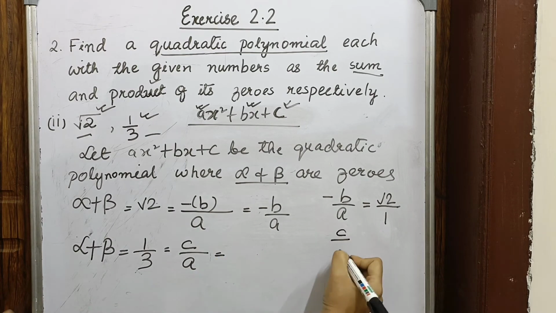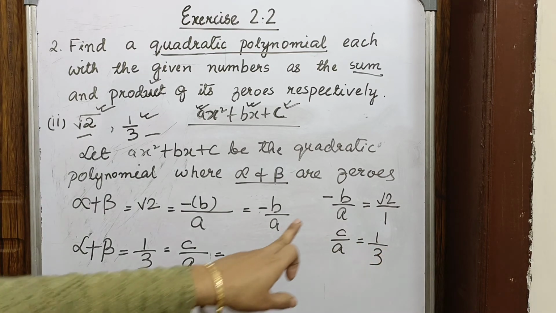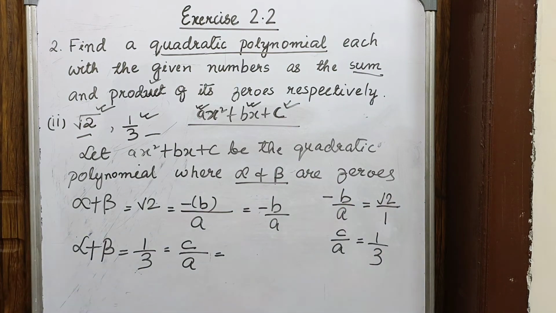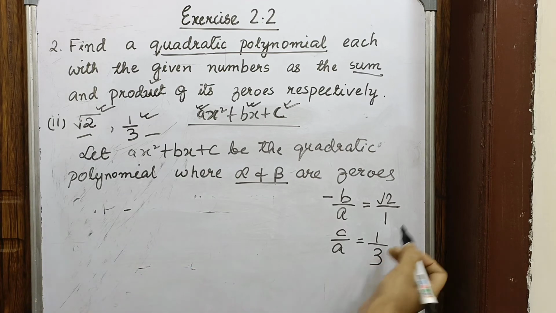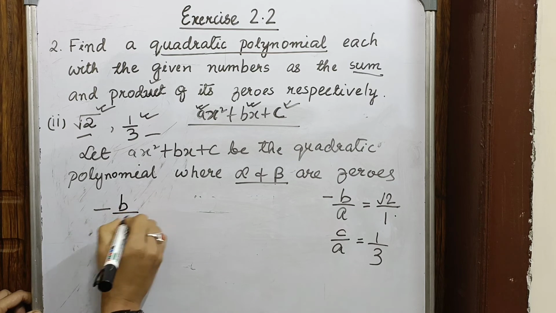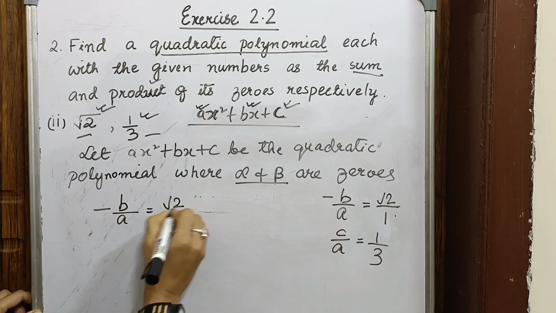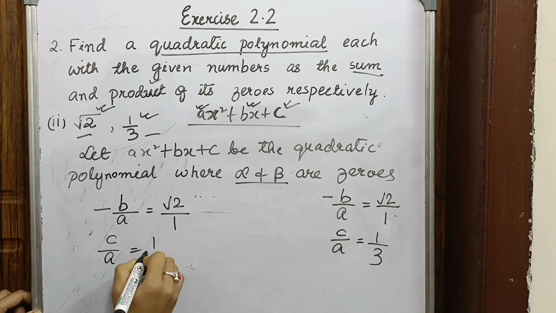Now c by a equals 1 by 3. So you see here we got b as minus root 2, a as 1, c as 1, and a is again 3. To make this similar, either we will multiply here with 3 or we'll multiply here with 1. So we'll do here minus b by a equals root 2 by 1 and c by a equals 1 by 3.